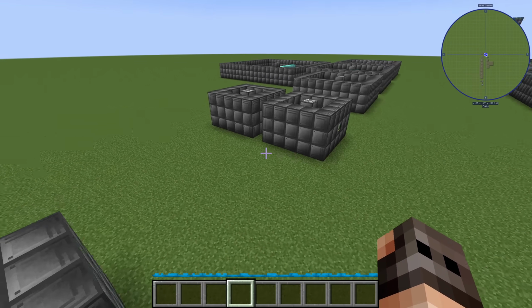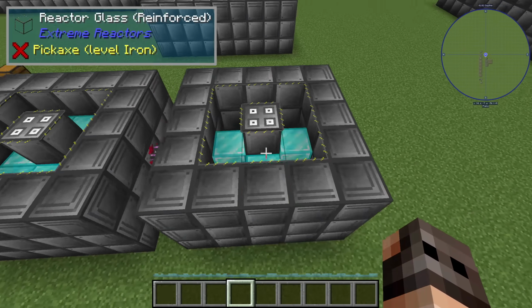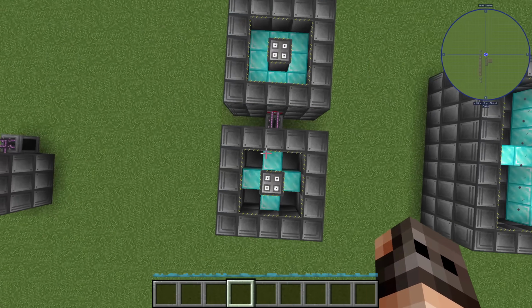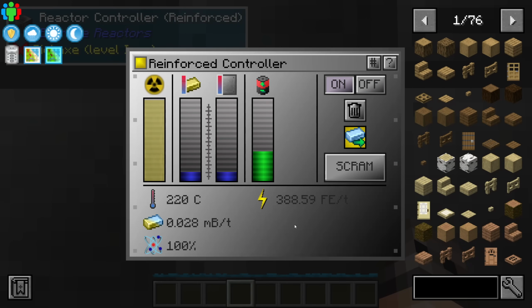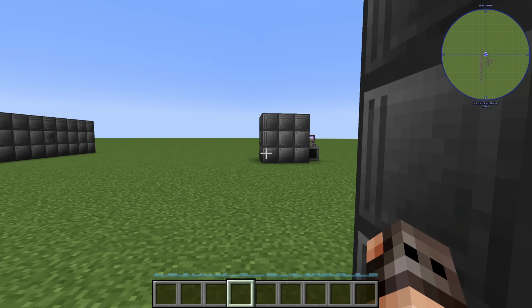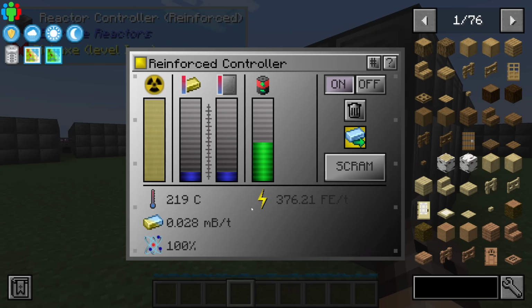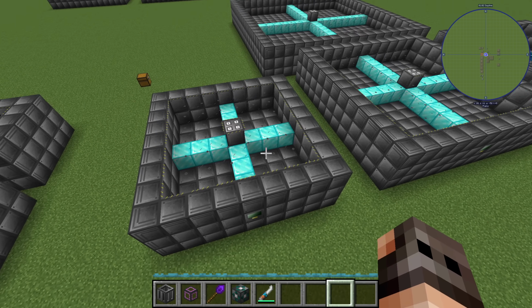This mod is also more or less the same as bigger reactors, however there are a few differences. Radiation only travels in cardinal directions, so both of these reactors are going to generate us 388 RF per tick, at the same fuel consumption, depending on the waste available, so you don't really have to fill in the corners.